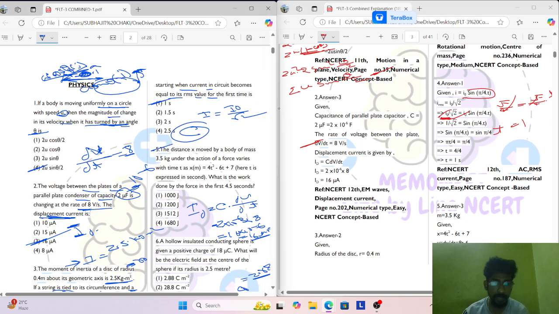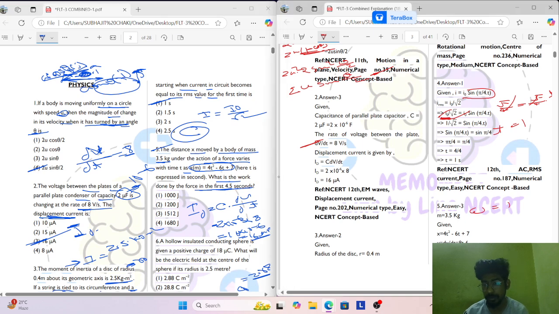5. The distance x moved by a body of mass 3.5 kg under the action of a force varies with time. x equals this. This is x, meaning displacement is there. What is the work done by the force at 4.5 seconds? Work done means we have to calculate work done. What is work done? Work done equals force into displacement. Displacement we already know. First of all you have to calculate, mass is given, force. Force is what? M into A, and A is d2x by dt2.